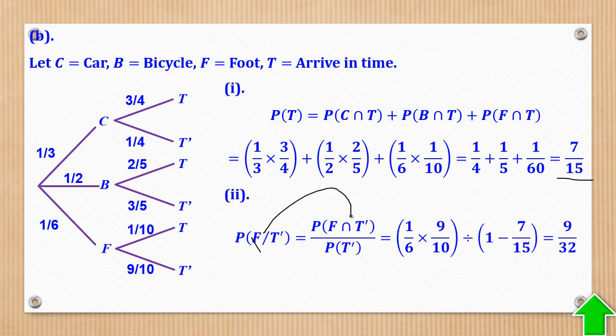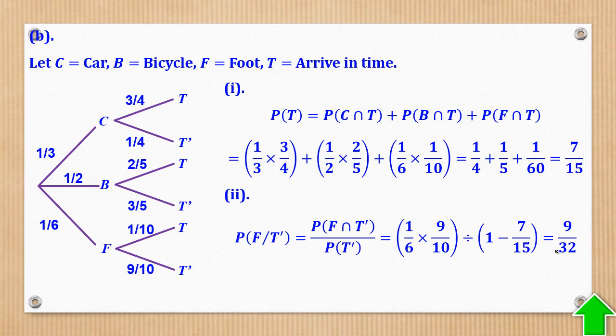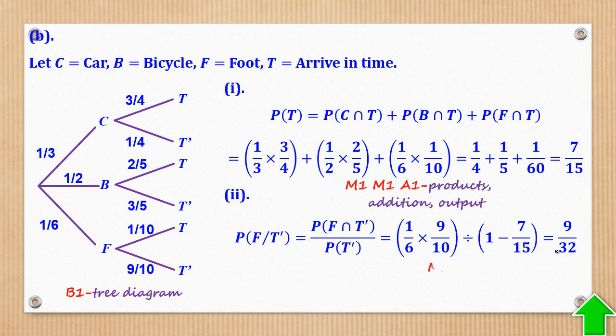Expand: numerator is intersection, denominator is what comes after the slash. Intersection F, we already got it. Okay, it isn't there. So there is this and this, so multiply these two. Denominator T complement is 1 minus this to give you this as the answer. And that's what they wanted.